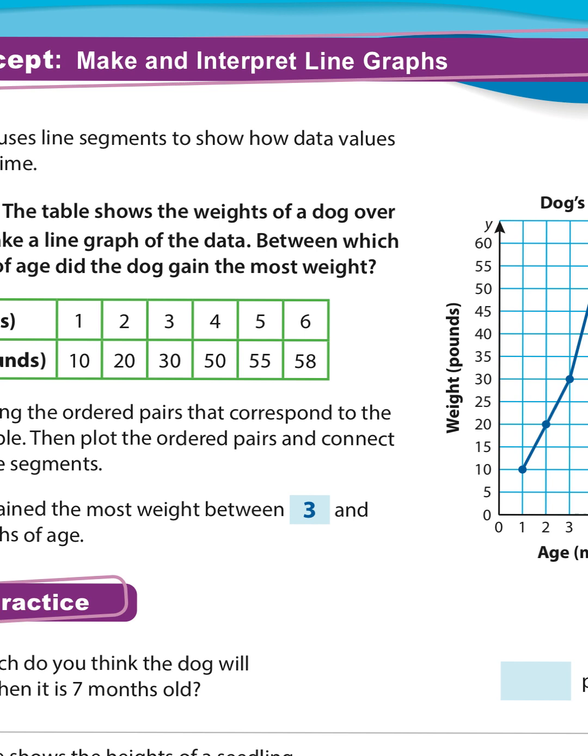It says you always want to begin by writing the ordered pairs that correspond to the data in the table. So like 1, 10, that point goes here. The ordered pair 2, 20 here, ordered pair 3, 30 here, and so on. So the dog gained the most weight between 3 and 4 months. You can tell that's got the sharpest jump between 3 and 4 months, okay?